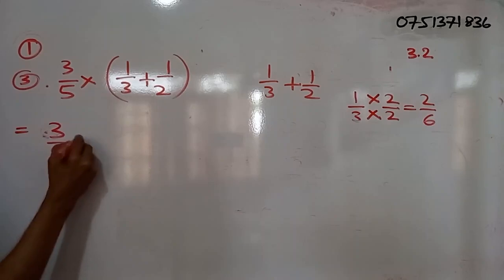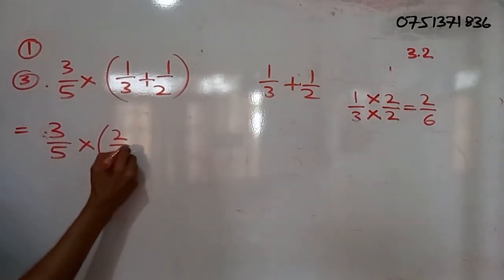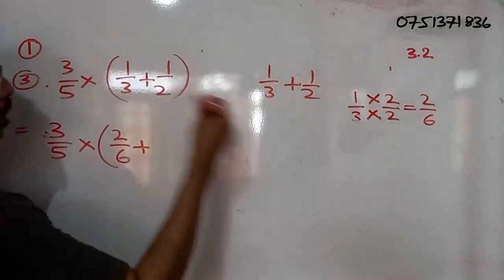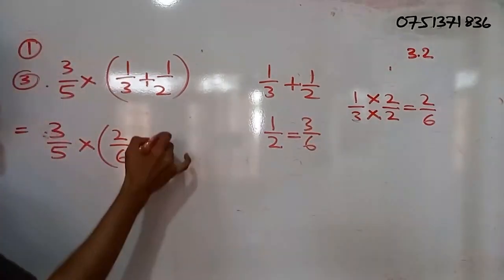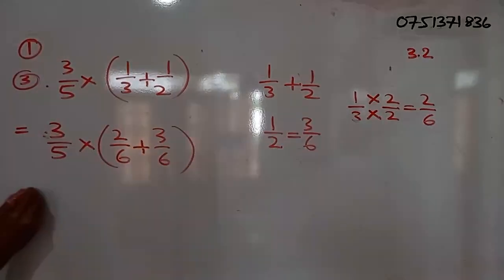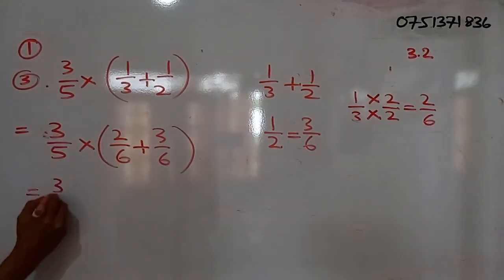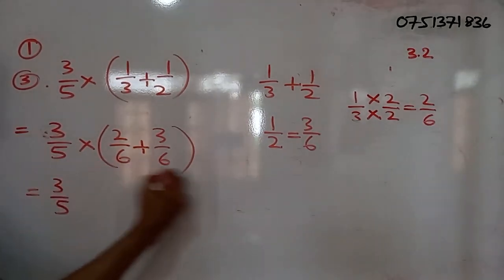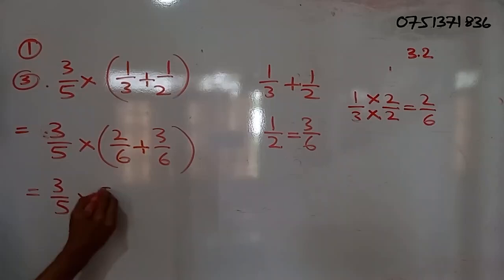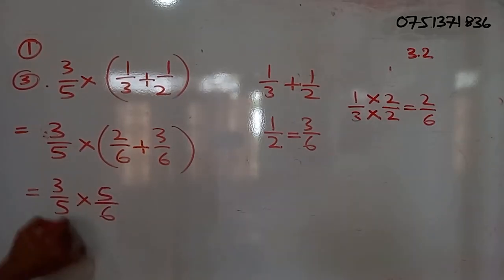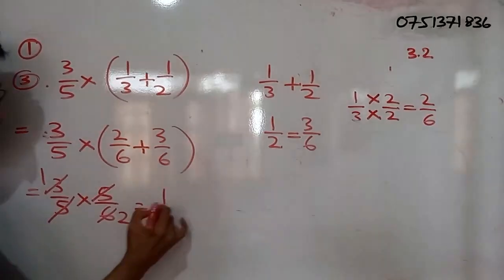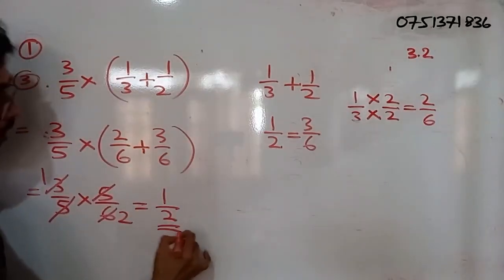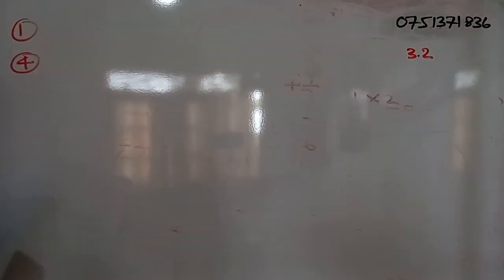So 3 by 5 into 2 by 6 plus 1 by 2, we know that is what? 3 by 6. So 3 by 6. Right, so here we have what? 3 by 5, and by simplifying this, we get what? 5 by 6. So I can cancel out the 5's, 3 times 1 and 3 times 2. So here the answer will be what? 1 by 2 or half. Question number 1, part 4.